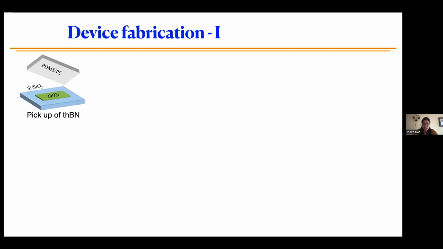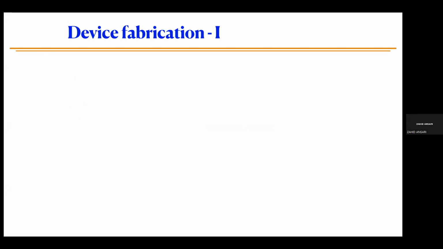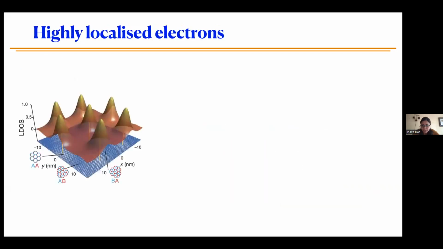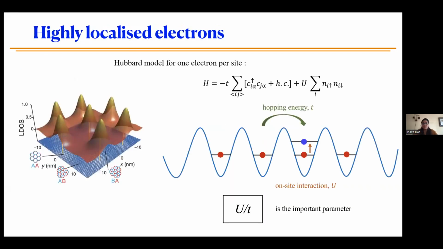Excuse me, sorry, I missed something. So in the previous slide, what is the U? U is smaller than T, right? So it's in the weak coupling limit, where you showed the Hubbard model. Yes.